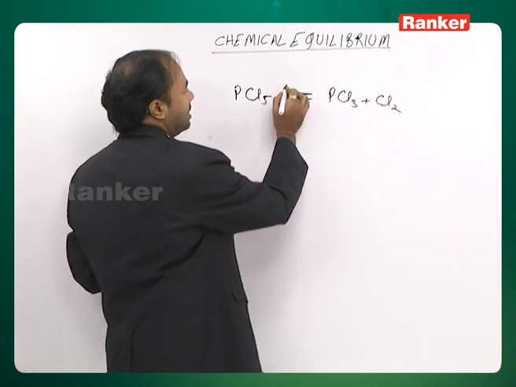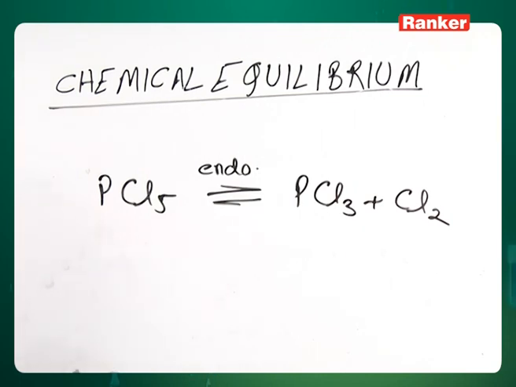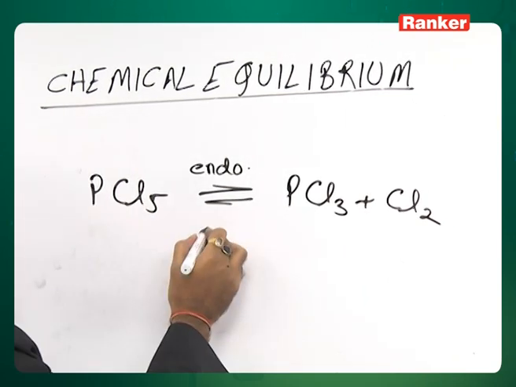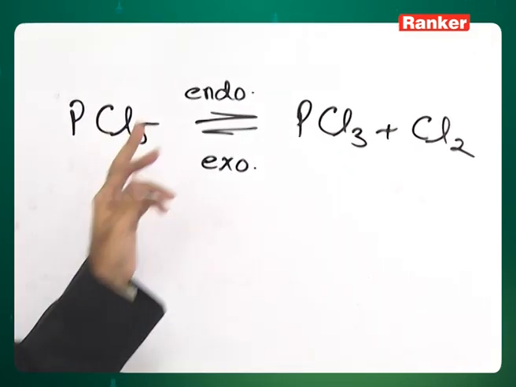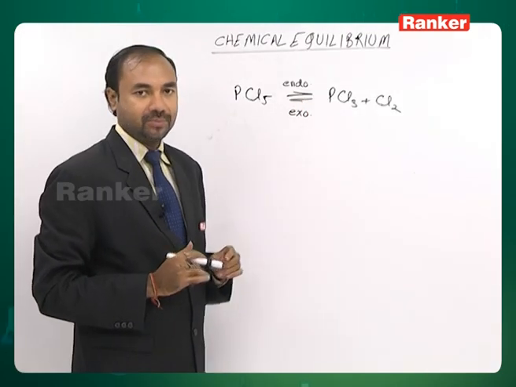So the forward reaction is an endothermic reaction, and one thing is for sure: if forward is endothermic, backward will be exothermic, and vice versa. If forward is exothermic, then 100% sure backward will be endothermic. Right?